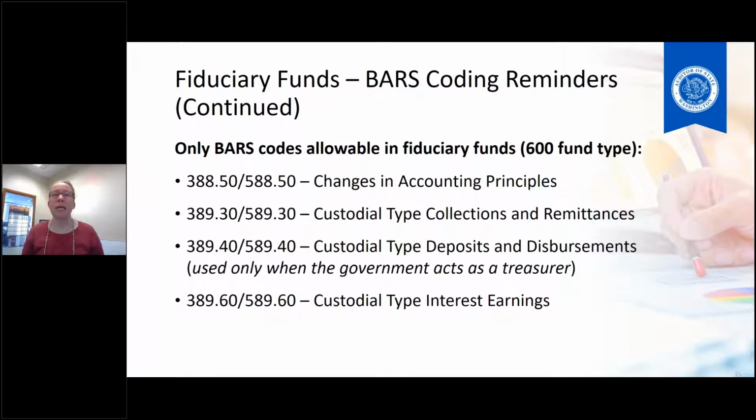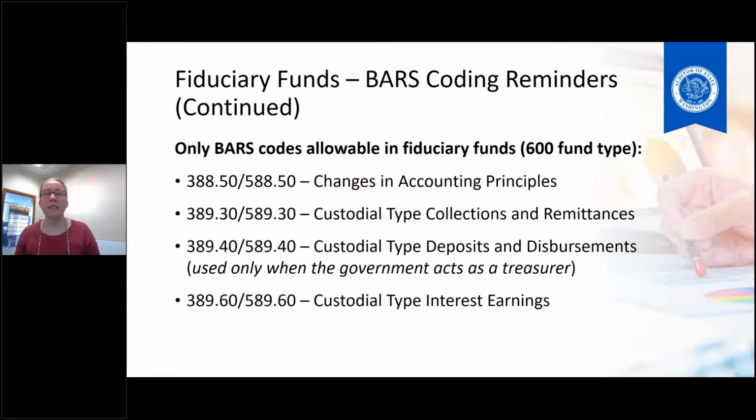Two common examples that we see: a government has a fiduciary pension plan. Therefore, it's reported on the C5, but that government is the treasurer of that pension plan. For those transactions, they use the 38940 and the 58940. The other common example is counties acting as treasurer for their special purpose districts. They use the 38940 and 58940 for those transactions.